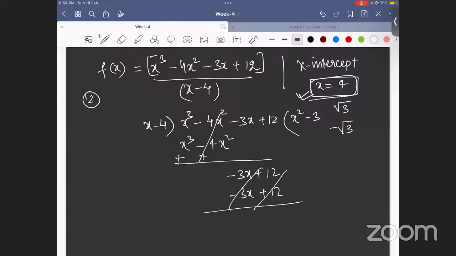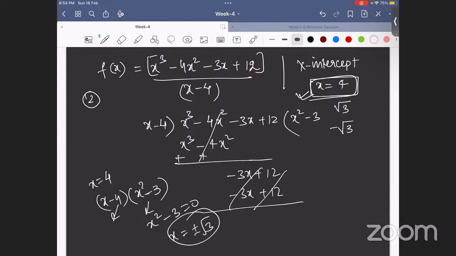So now you can see that this polynomial is basically a product of x minus 4 and x square minus 3. Correct? One factor you get by equating x equals 4, and the other you get from x square minus 3 equals 0. So basically this is x equals plus minus root 3, right? But can we use these irrational roots for plotting a graph?